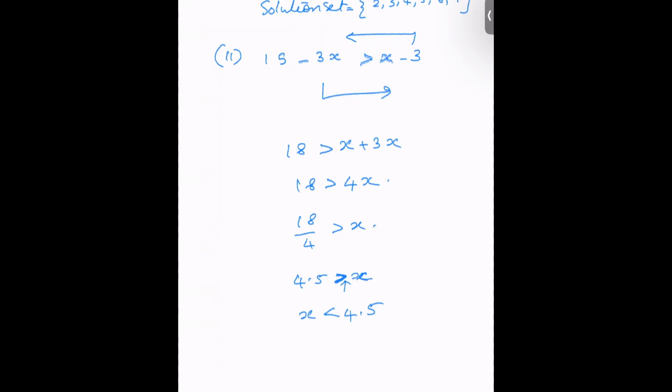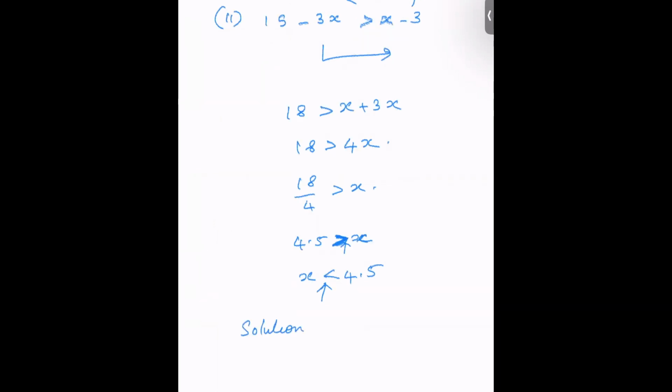So you have to write it. You have to keep that in mind. I am not reversing any sign here. I am not reversing the inequality sign. I am just rewriting this inequation. What is the solution set here? 3 solutions. 1, 2, 3.